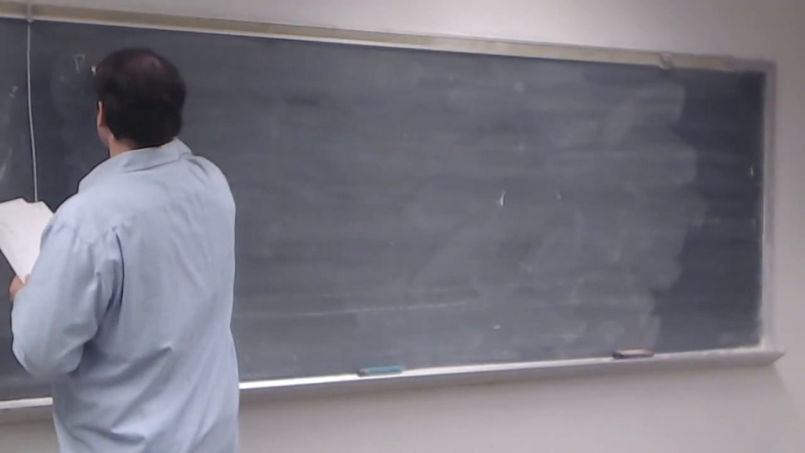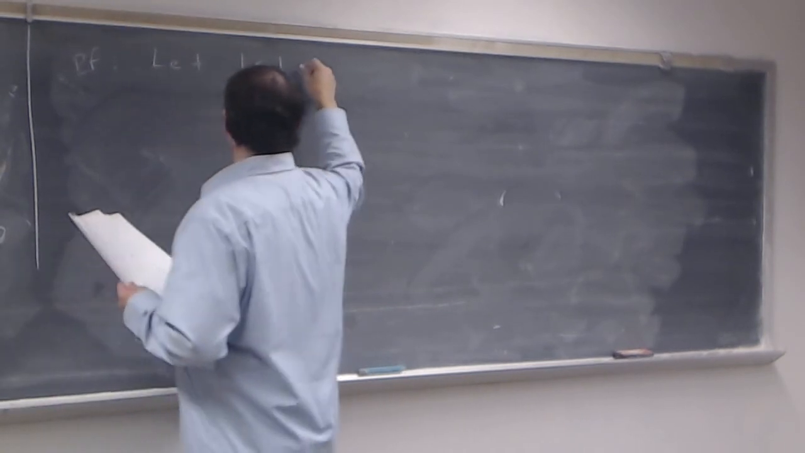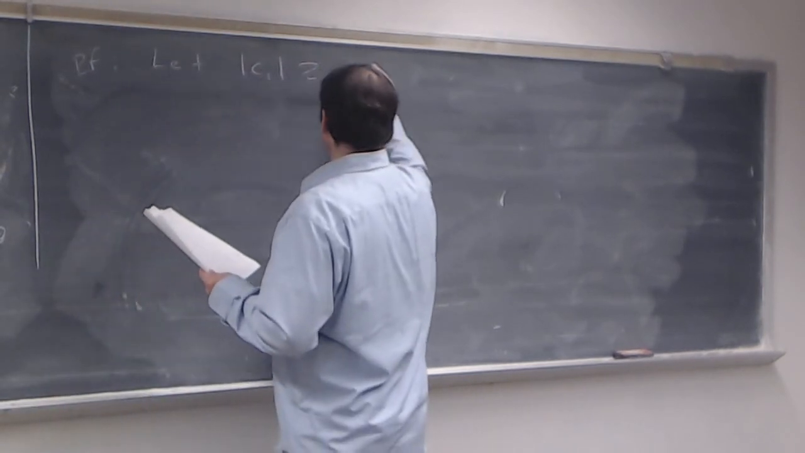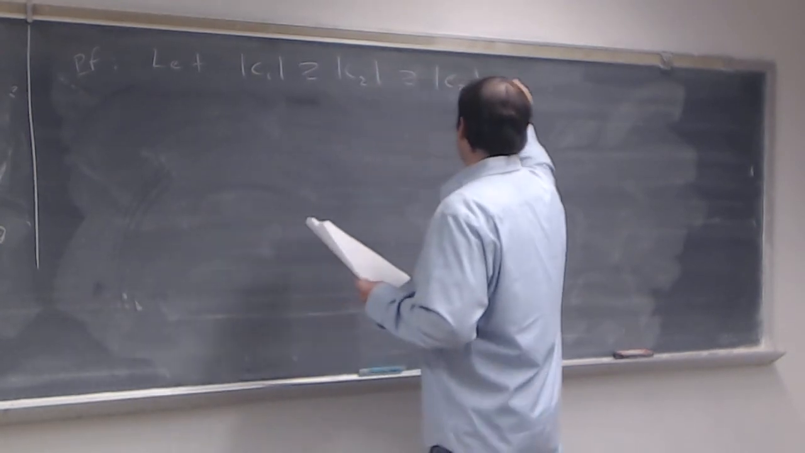So here's the proof. We let the absolute value of C sub 1 be greater than or equal to the absolute value of C sub 2, be greater than or equal to the absolute value of C sub 3, and so forth.